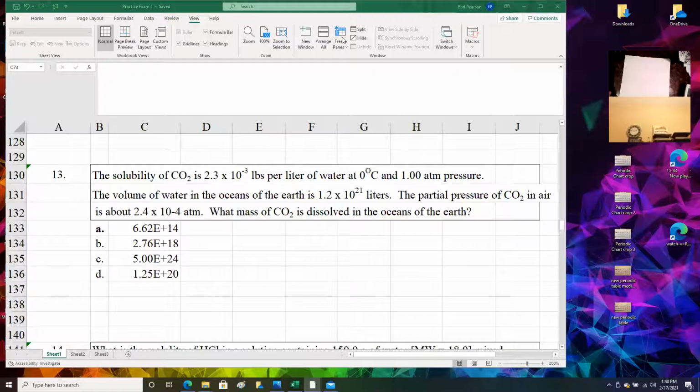Stop, wait a minute, I need to stop the share. And now let's go over here. I just stopped it too quick. I need the data.